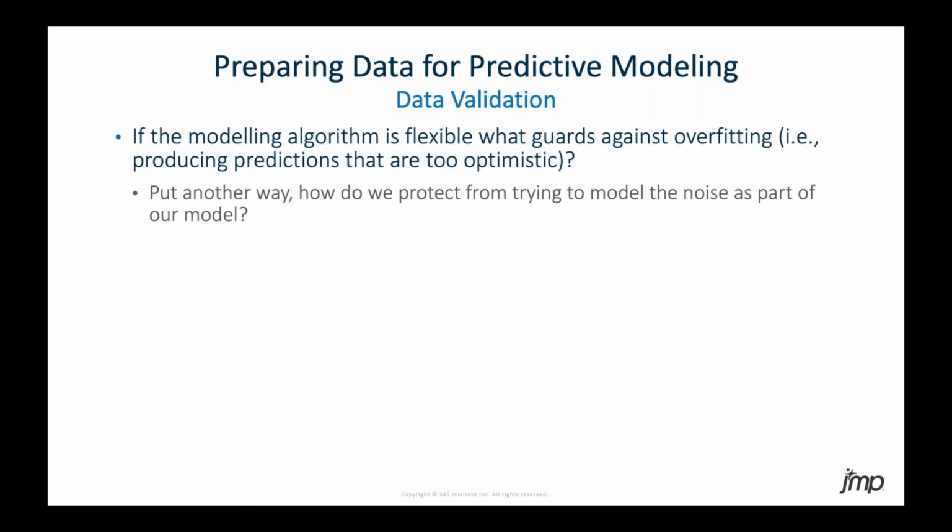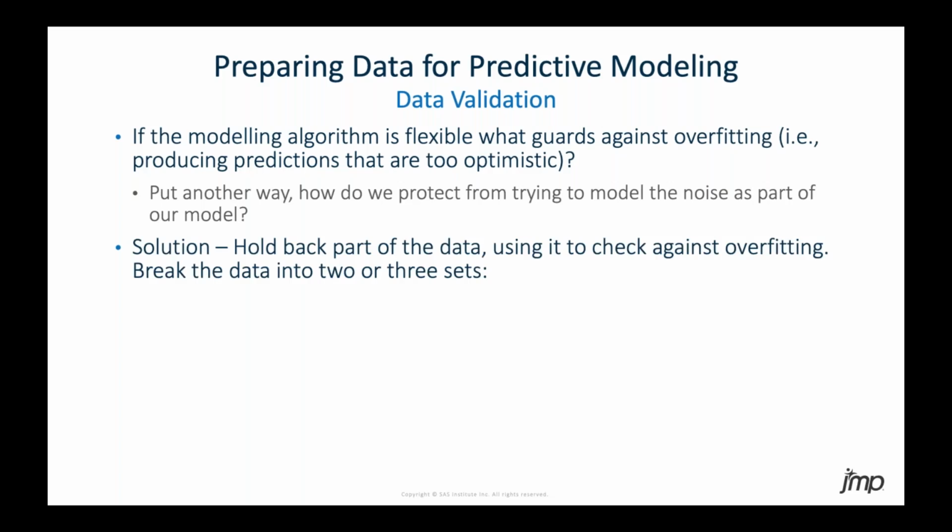Think of that in another way. What I'm attempting to do is apply structure, create structure where there is none, or model noise. So what's to keep me from doing that? There are techniques, neural networks being one of them, that are so flexible that without any safeguards, I can fit a perfect model. However, it's not extendable to new data, and that's what I'm trying to guard against.